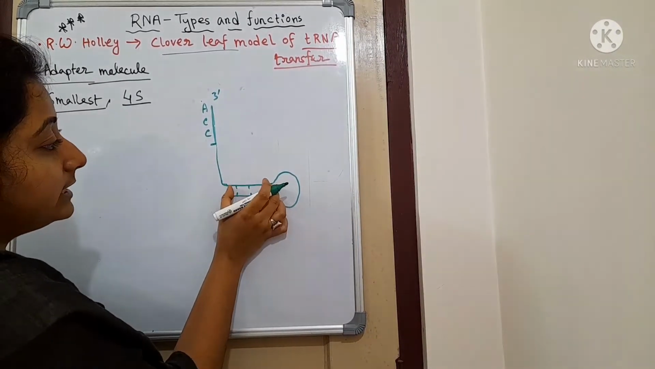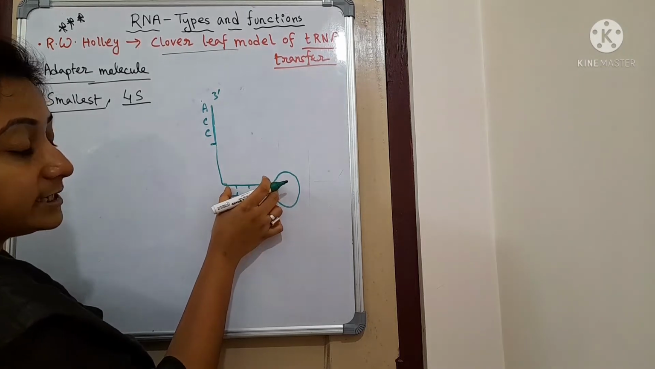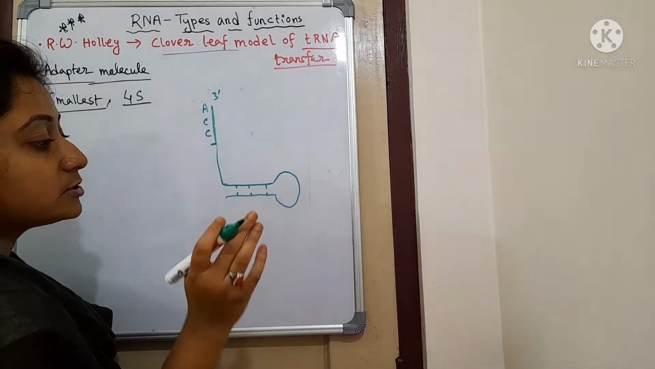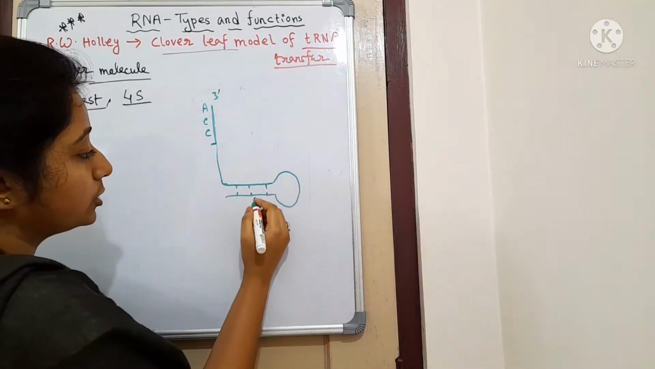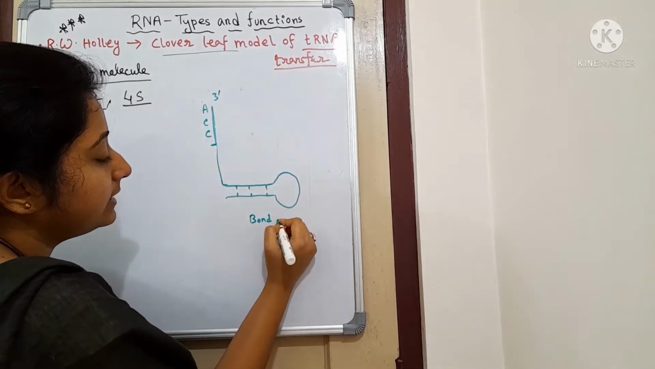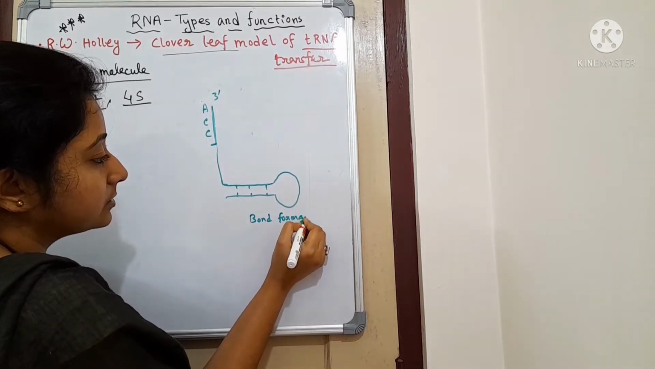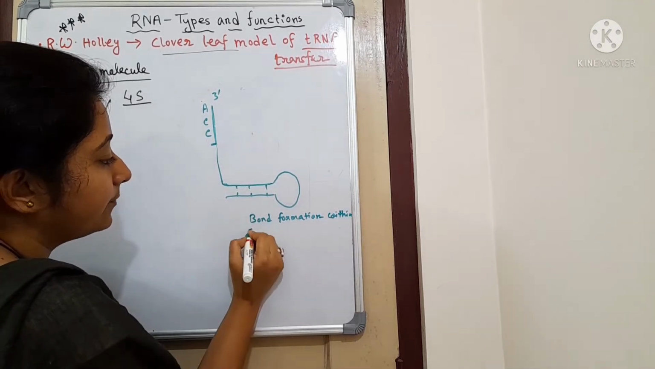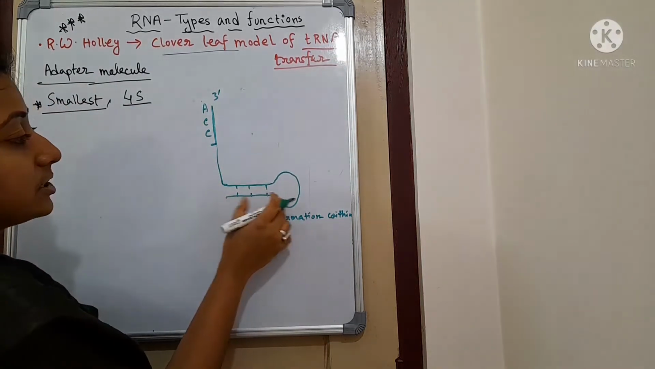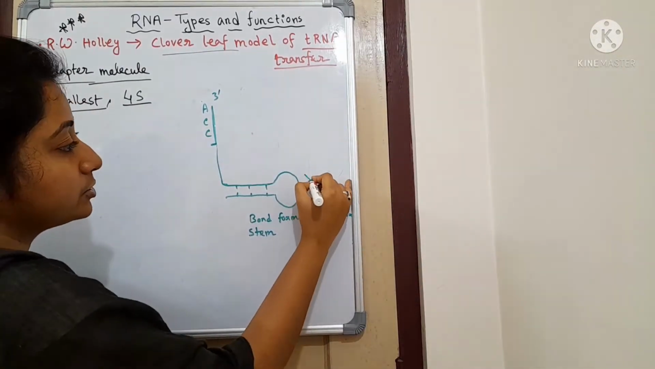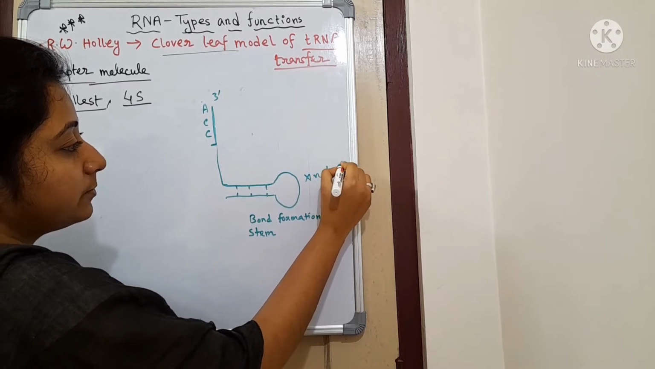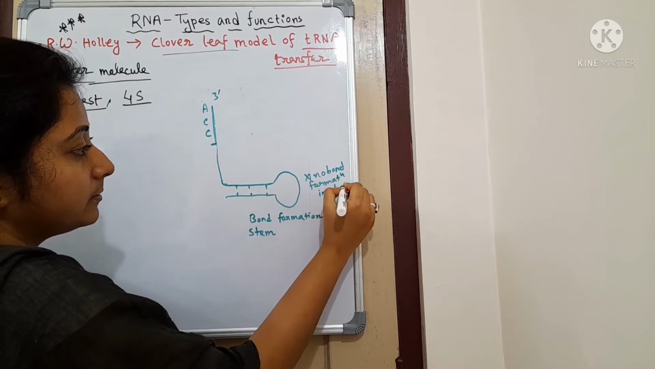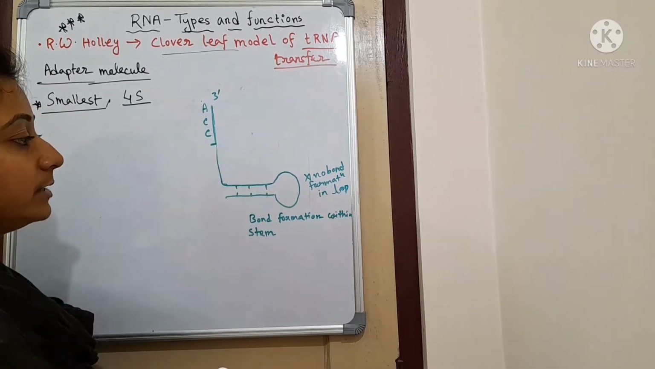So within this stem-like structure, this is the stem and this is the loop. Within the stem-like structure, we can find the hydrogen bond. So bond formation can occur only within the stem-like structure. Bond formation within stem, but within loop there will be no bond formation. No bond formation within the loop. This is the first information you have to keep in your mind.